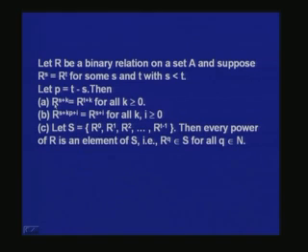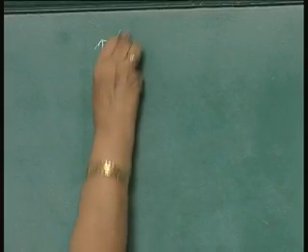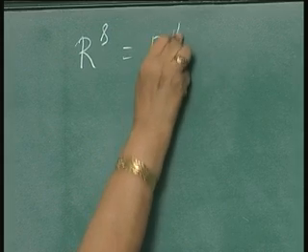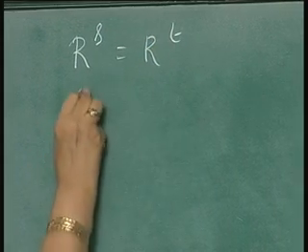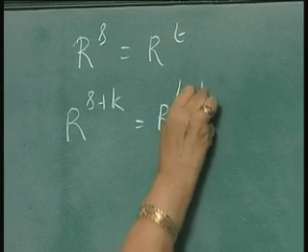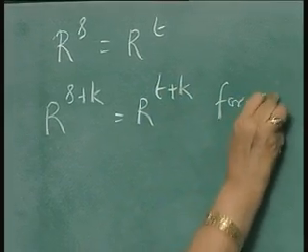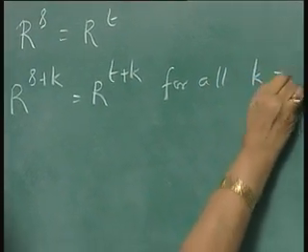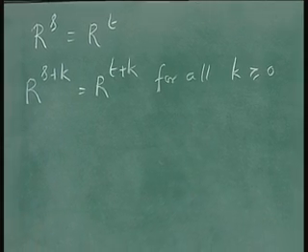First, let us consider the first part. R power S plus K is equal to R power T plus K for all K greater than or equal to 0. So, this is what we want to prove. We know that R power S is equal to R power T. We have to show that R power S plus K is equal to R power T plus K for all K greater than or equal to 0. Use induction.